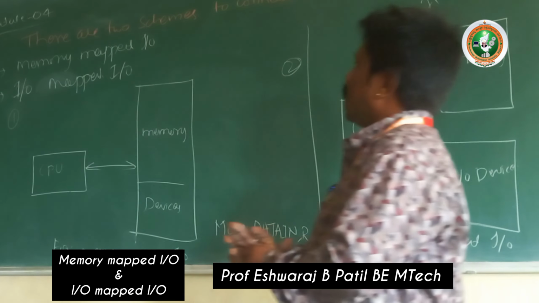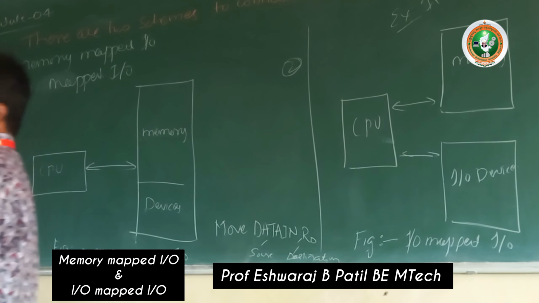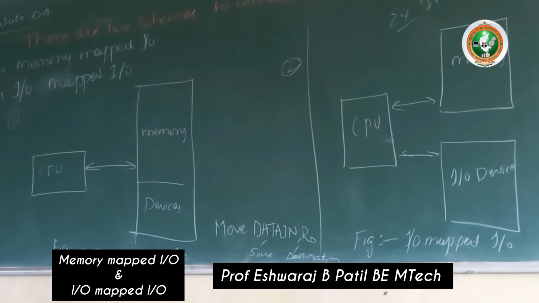Okay, this is all about the memory mapped IO and IO mapped IO. This much is enough. Okay, just to copy.